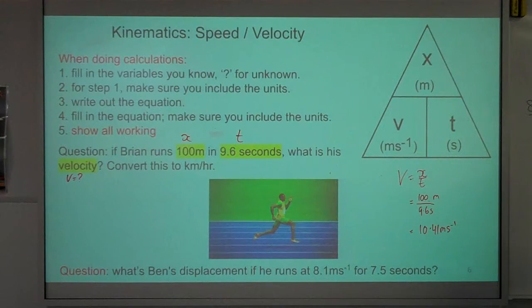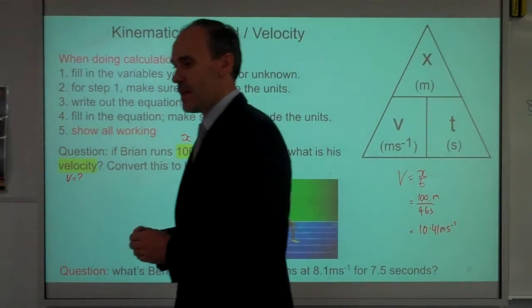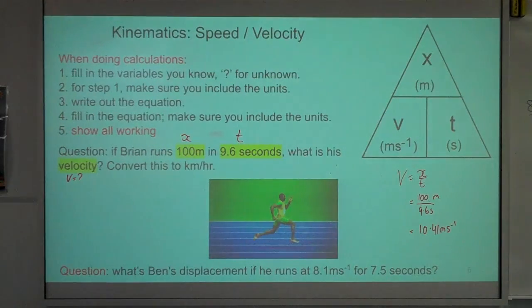Do the next one. What is Ben's displacement if he runs 8.1 metres per second for 7.5 seconds? Write that question down in your notes and then do the complete working out the way we did just then. I'll give you a generous 2 minutes.